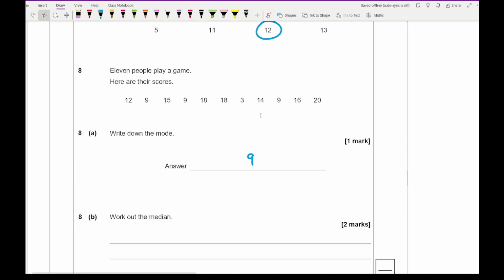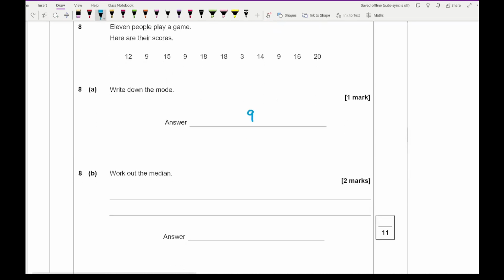The next one then says work out the median. So the first thing we need to do is, we've got 11 numbers, so let's put 11 little dashes. 1, 2, 3, 4, 5, 6, 7, 8, 9, 10, 11. And we then need to order these numbers. So the smallest is 3. Then we've got 3 9s. And let me tick them off as I'm doing them so I'm not forgetting. Then the next smallest is 12. Then it's 14, then 15, then 16. Then it's 2 18s and a 20.